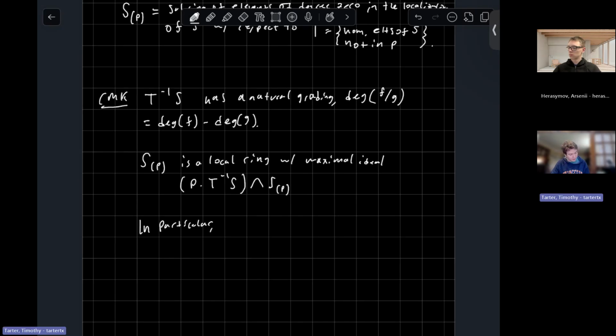In particular, if S is a domain, then for P the zero ideal, we obtain a field, S localized at the zero ideal.